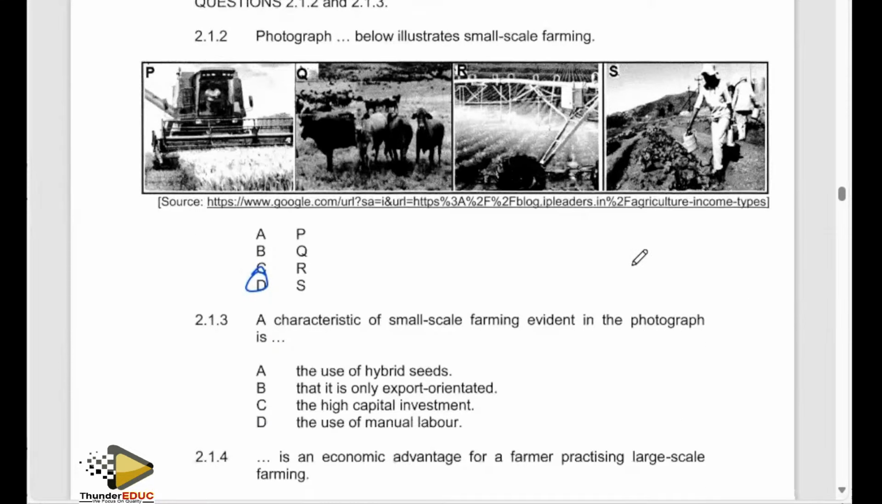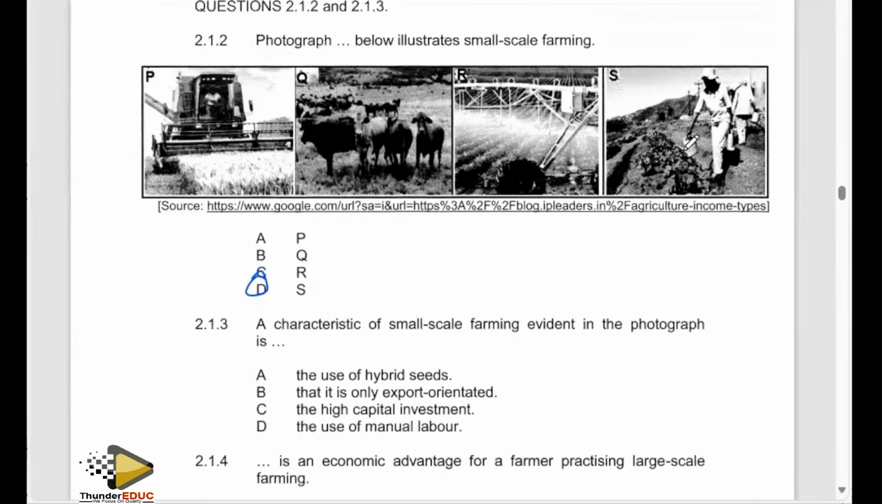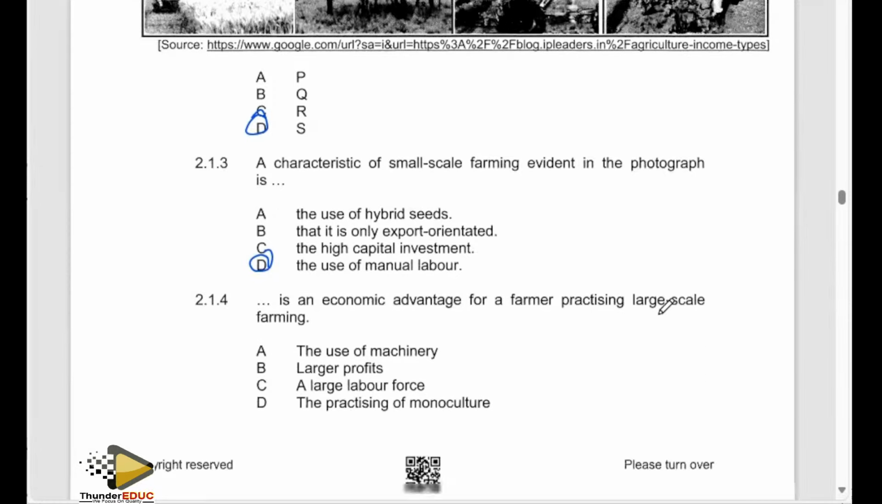Right, move on to the next question. The characteristic of small scale farming evident in the photograph is, right here, what is the evidence that this is small scale? Right, without wasting time, the correct response is they use manual labor. This one is a machinery farm of capital intensive production. Here, though there's manual labor, there's also some form of mechanization that takes place. Here is some form of mechanization, but these guys, they are doing manual labor.